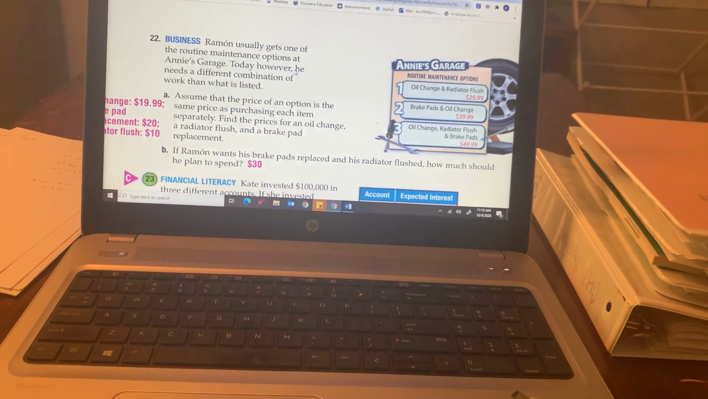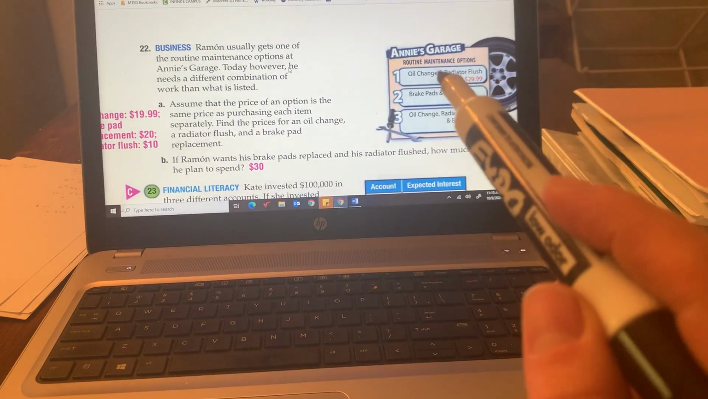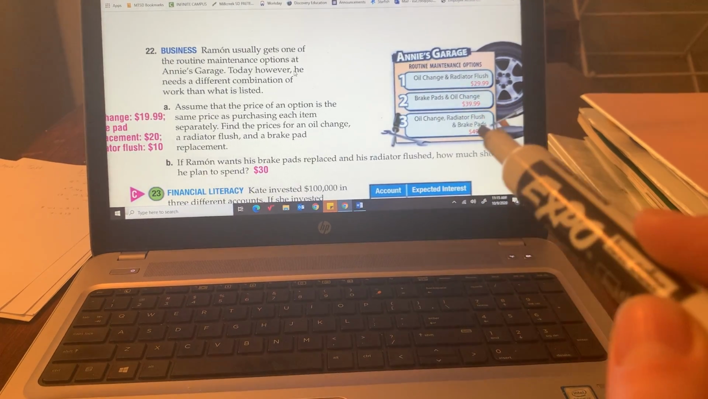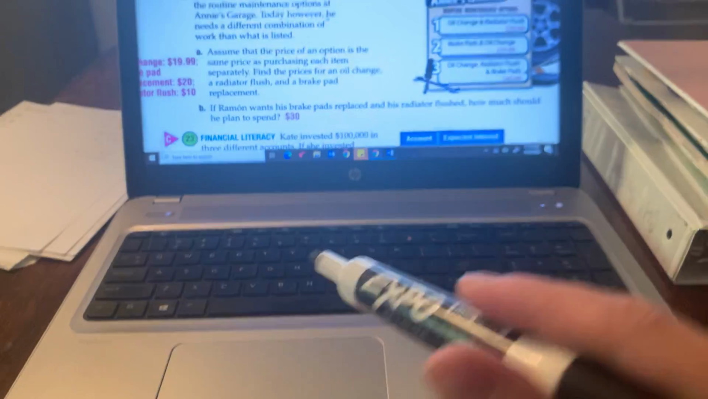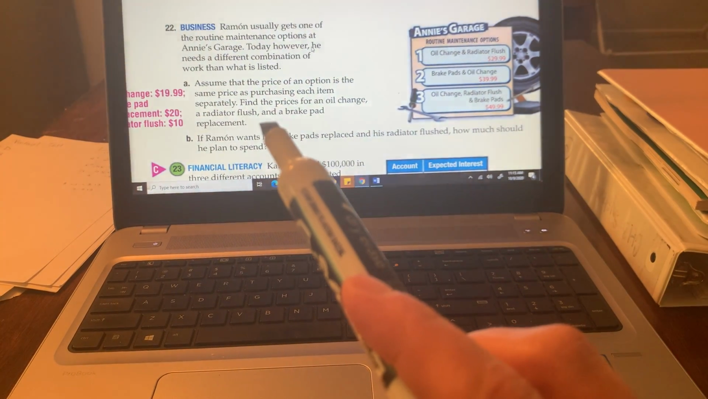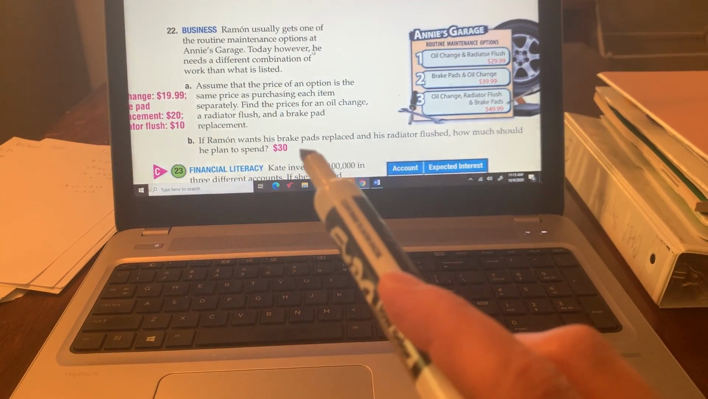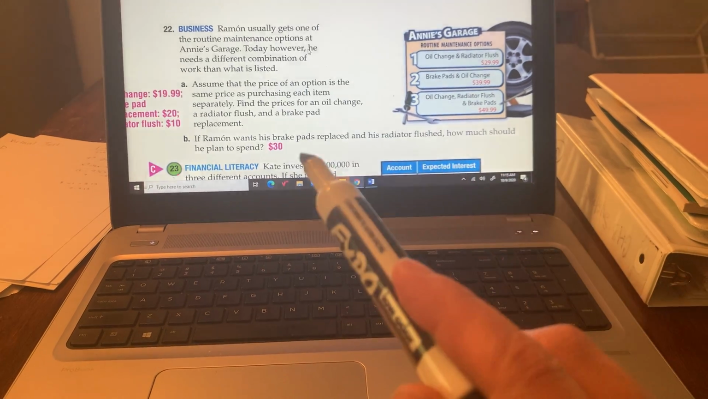And then it says, okay, he needs a new combination. So he needs to figure out oil, radiator flush, and brake pads, like what they each would be. And then make a new combination. And it says if he wants brake pads replaced and his radiator flushed, how much would that be?